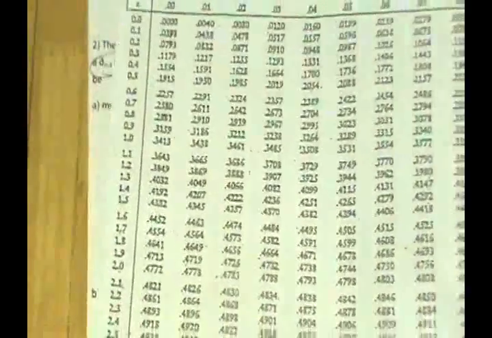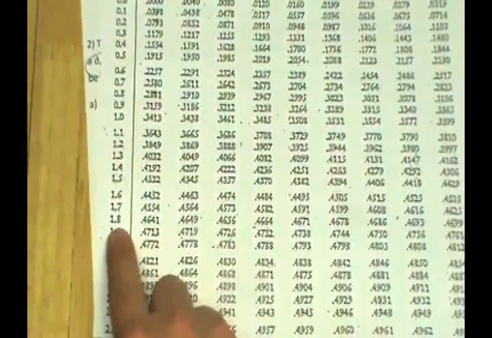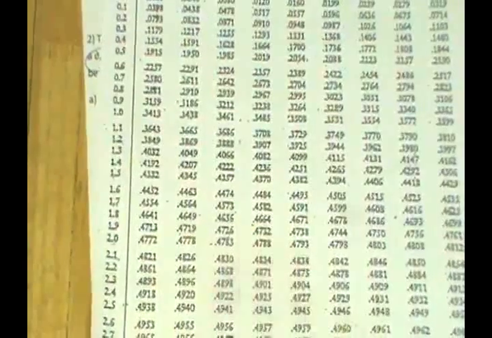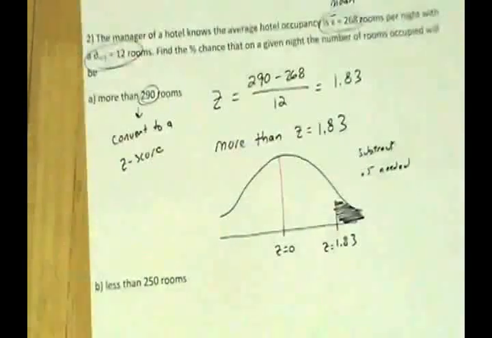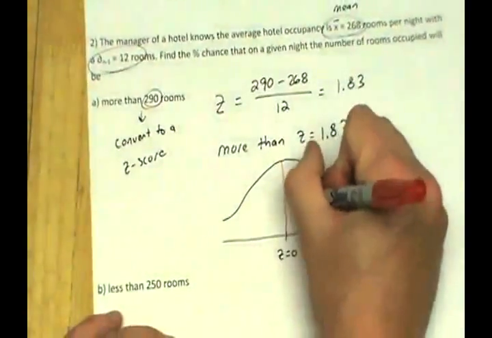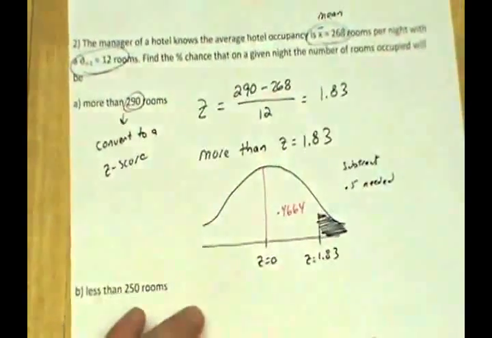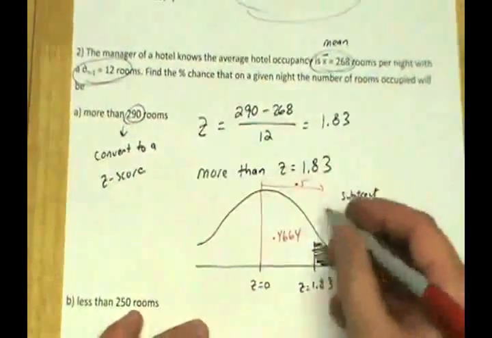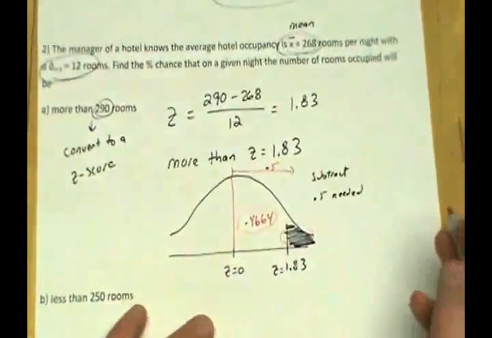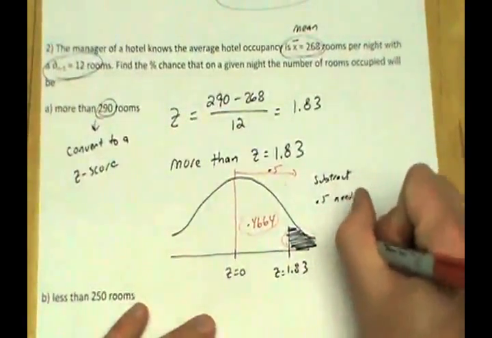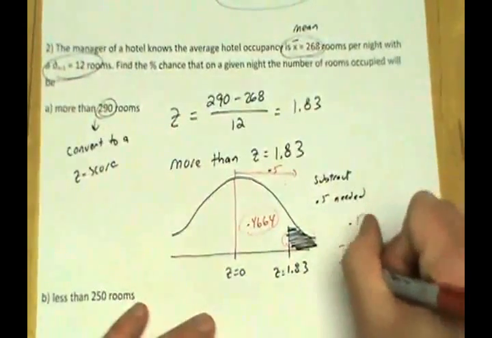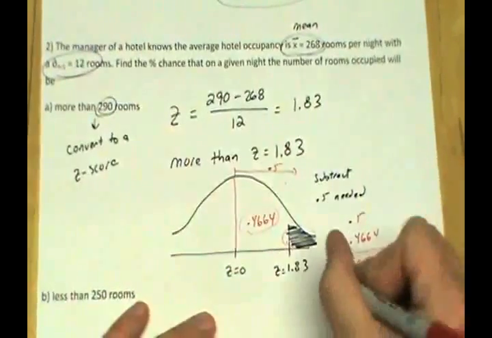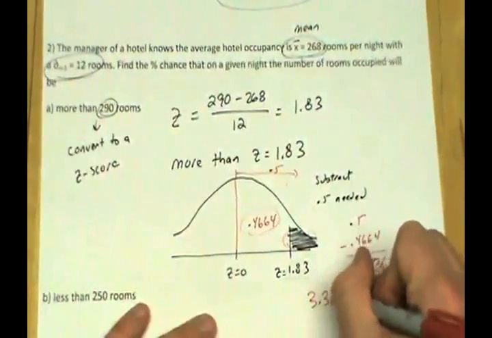1.83. Go back over here. 1.8, 0, 1, 2, 3, 0.4664. That goes between 0 and the z-score. We know that from the mean all the way over is the right half, so this and this is half of the table. We take half, we subtract the 4664, 0.0336. Probability, 3.36%.